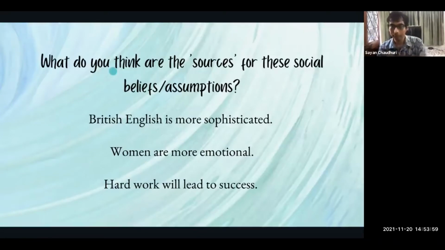Let's think about the second one. Women are more emotional. Have you heard this? I have heard this a lot, in my family settings. What do you think are the sources for this? Why do people think of this?